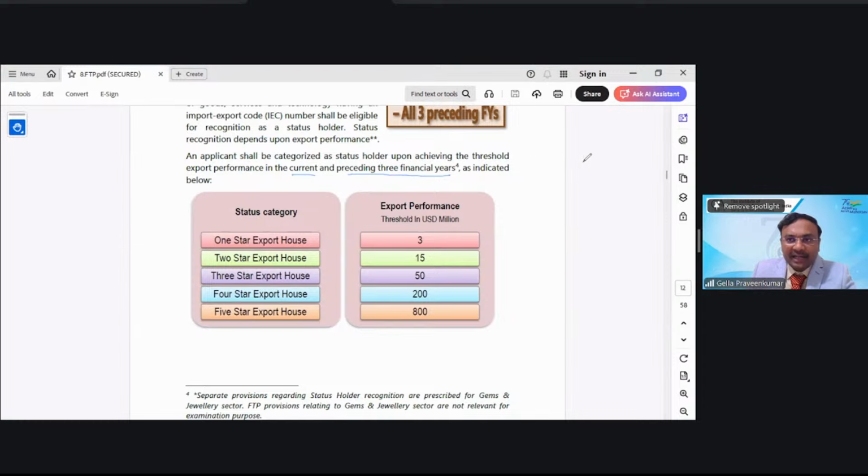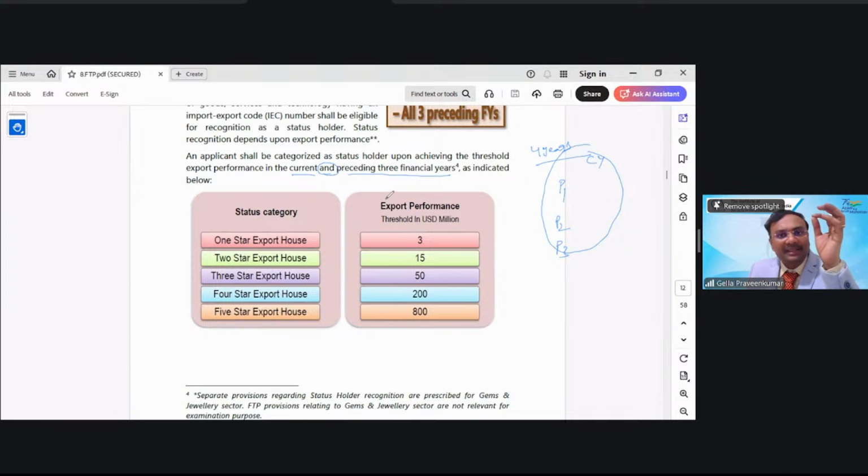So my track record for the current year, previous year 1, previous year 2, and previous year 3 shall be counted in totality. In consideration, my 4 years' track record is what is being observed. In examination, a 1 mark MCQ question from this status holder determination. They say my export performance should be in the current year and, compulsorily, the preceding 3 financial years as indicated below.